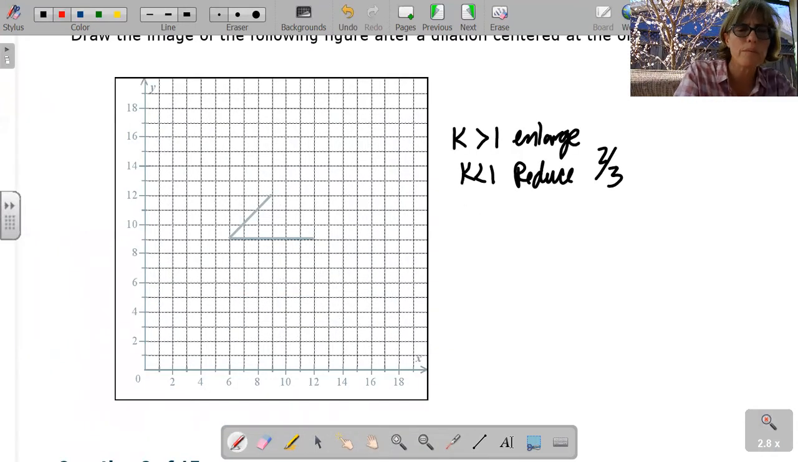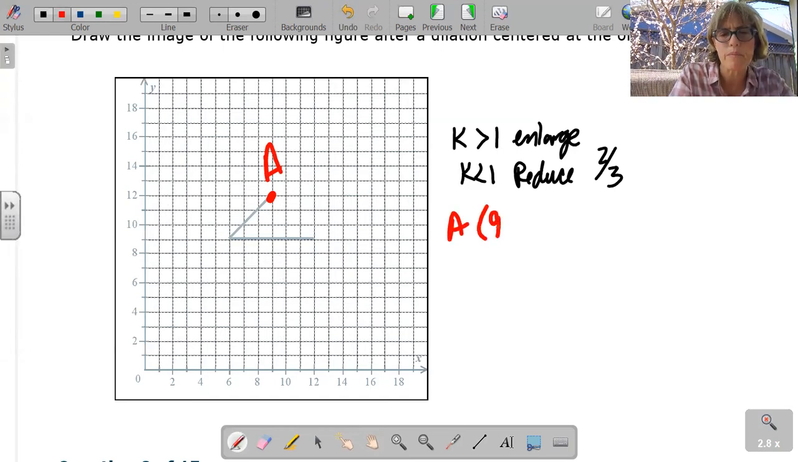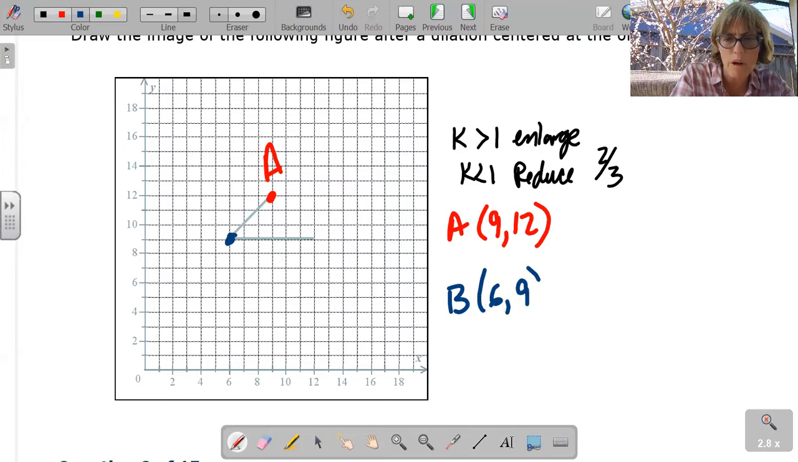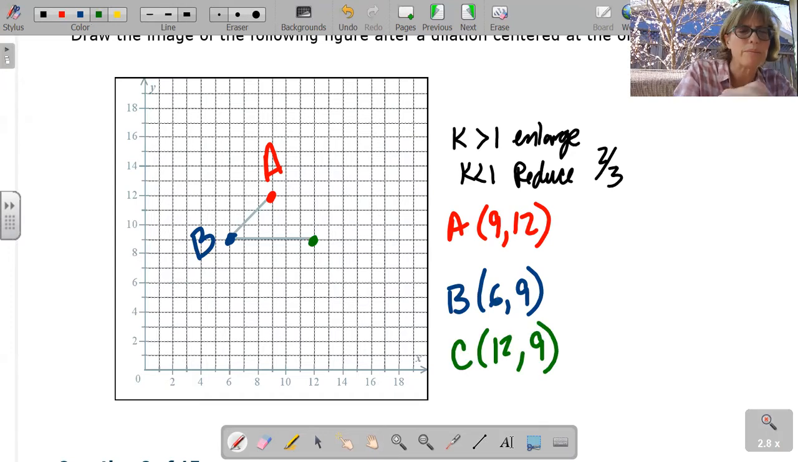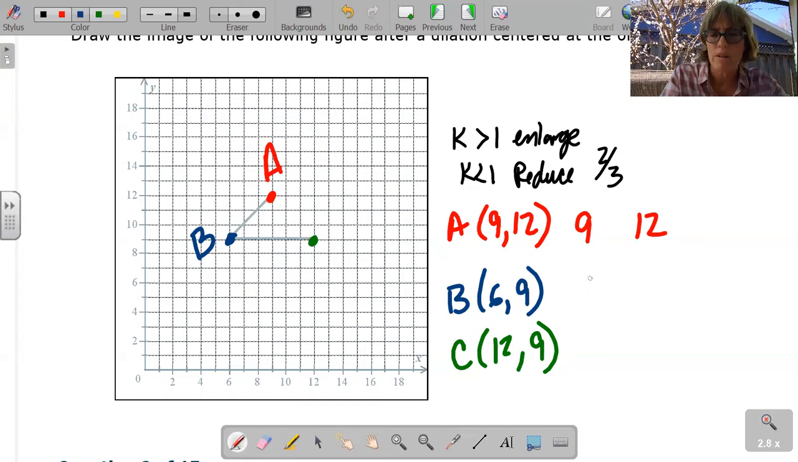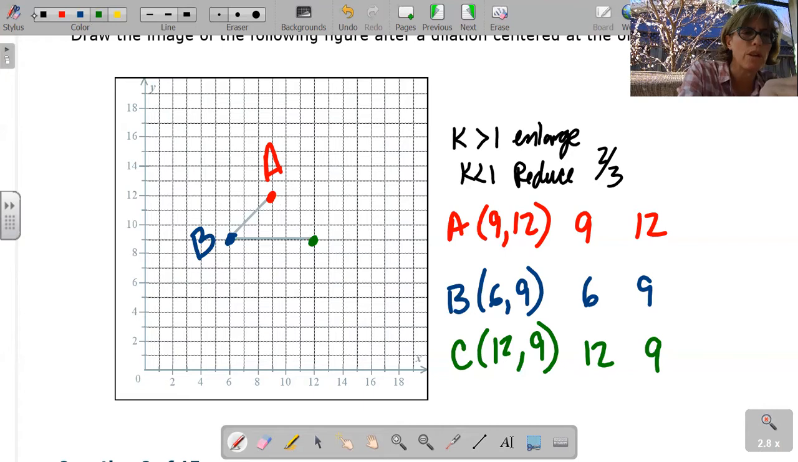So you just get your points here. I'm going to call this A, and that is 9 and 12, over 9 up 12. B is over 6 up 9, and C is 12 and 9. We're going to dilate everything by 2/3, so that's called arrow in, arrow out. So I have 9 and 12, 6 and 9, 12 and 9.